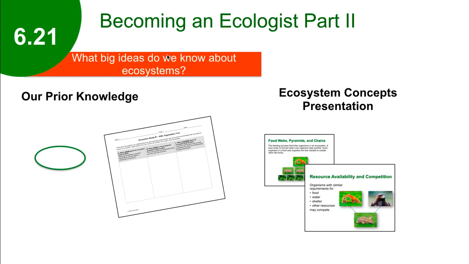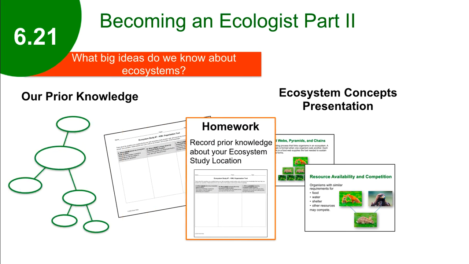In Lesson 21, we'll do 2 activities to survey student prior knowledge about foxes and how they interact with rabbits and the rest of the ecosystem. One's a mind map, and the other a traditional KWL chart. We'll build on that with a short presentation that introduces ecosystem relationships like predators and prey. For homework, students will repeat a similar exercise at their ecosystem study location.